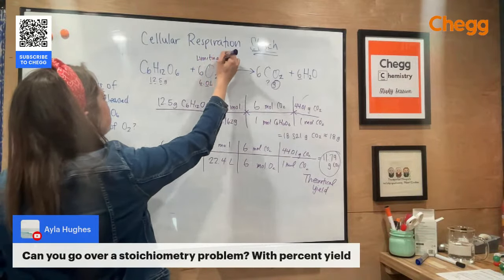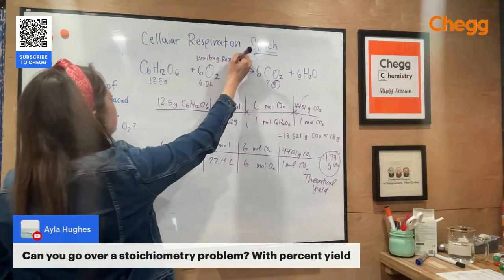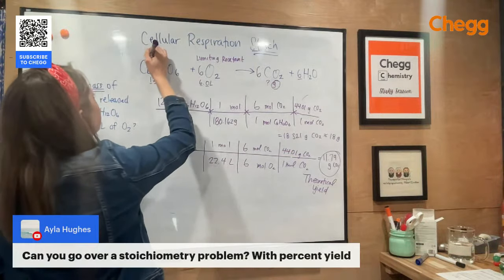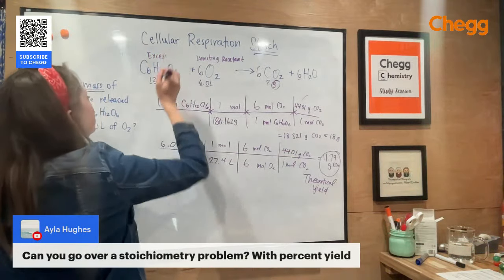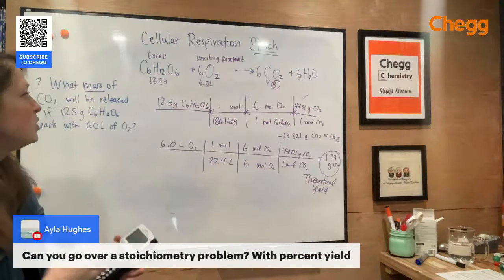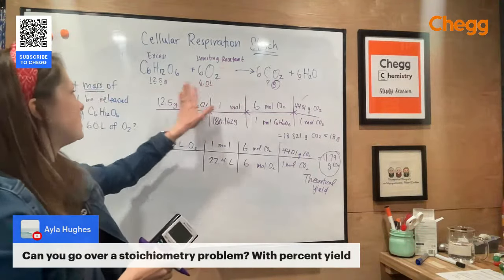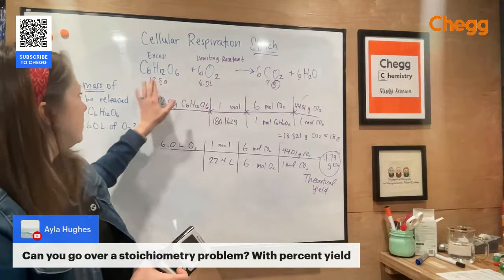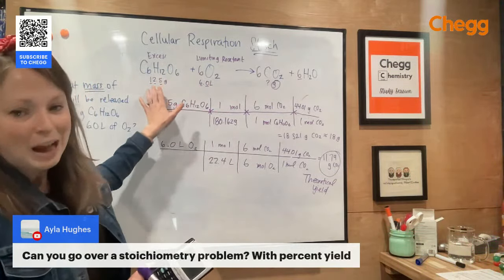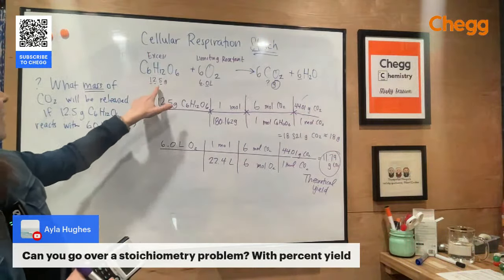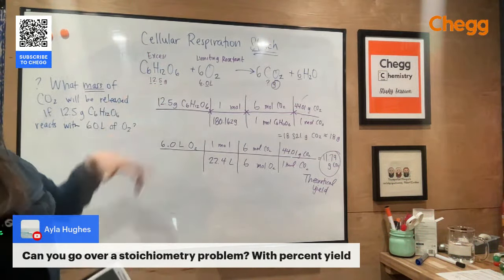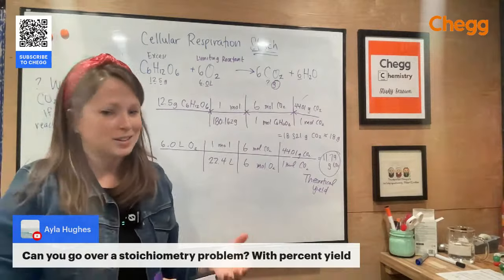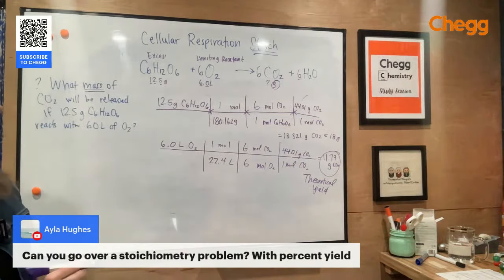This is what's going to limit the overall outcome versus this is our excess reactant. It's what we're going to have left over. And you can use stoichiometry to figure out exactly how much you'll have left over. Just go through the process. 6 liters will need or require how much of our glucose, and then you subtract whatever that value is from 12.5 to see how much you'd have in excess. All right, so this is our theoretical yield.